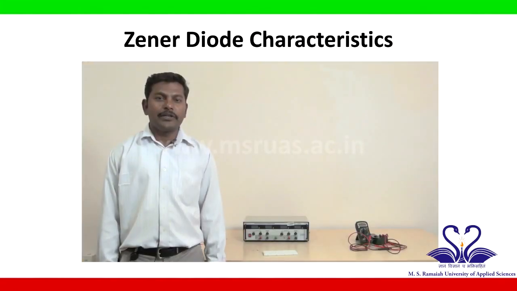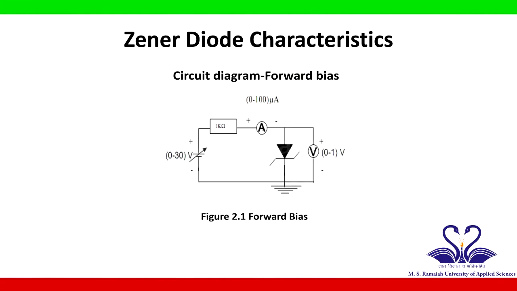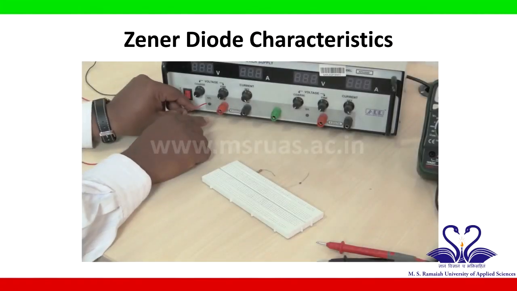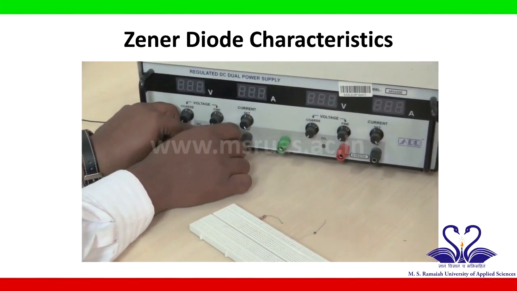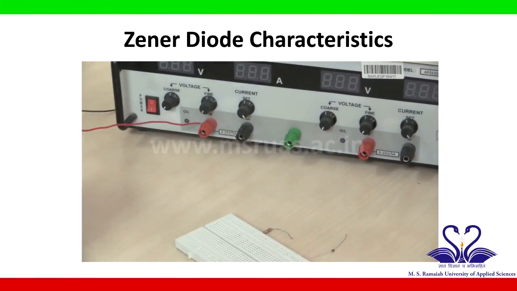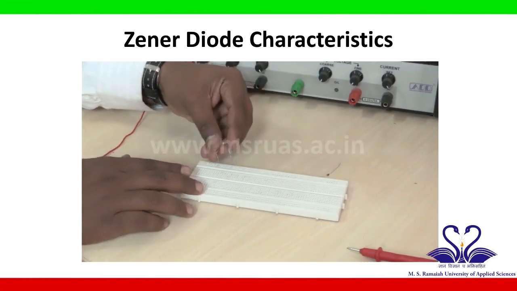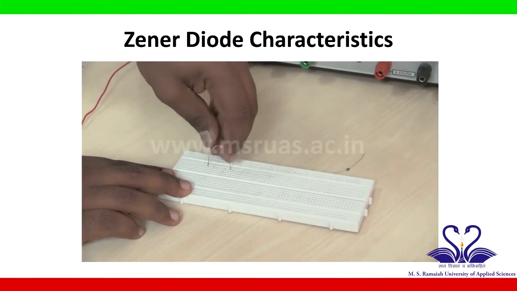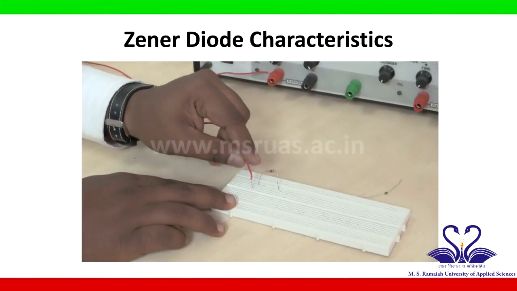Let us begin with the circuit connections. First we start with the Zener diode forward bias circuit connection. This is the positive terminal of a voltage source. Take a wire and connect it to the positive terminal of the voltage source, which is connected to one end of the resistor. This is a resistor which I am connecting in a breadboard. So the positive terminal of the voltage source is connected to one end of the resistor.